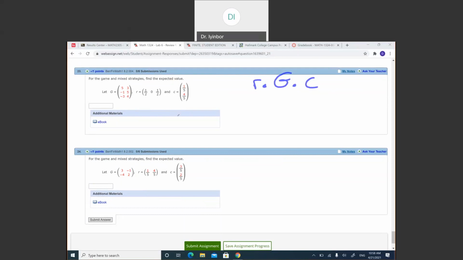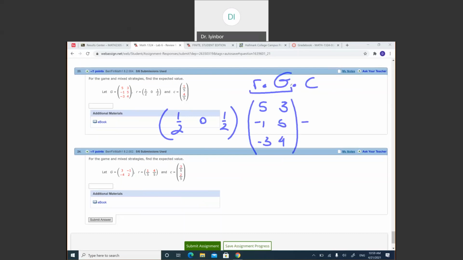R is 1/2 is the first number, 0 and then 1/2. And I need to multiply by G, which is 5, 3, -1, 5, -3, 4. And then you do the same way. So you're doing R times G first, multiplying row by column. So multiplying this row by this column, 1/2 times 5 plus 0 times -1 plus 1/2 times -3.